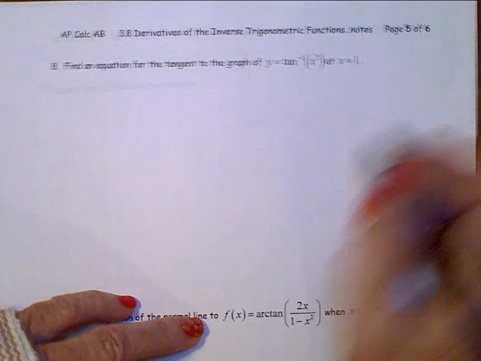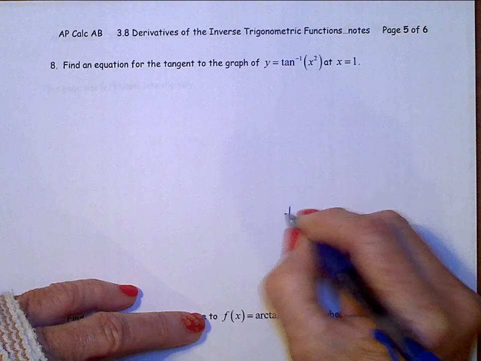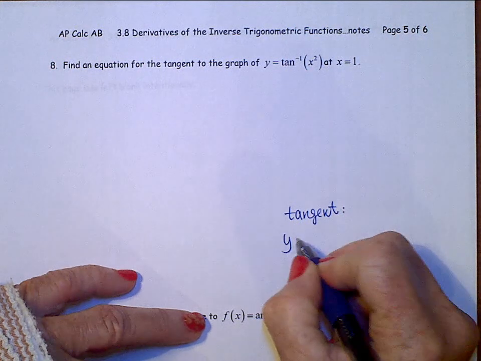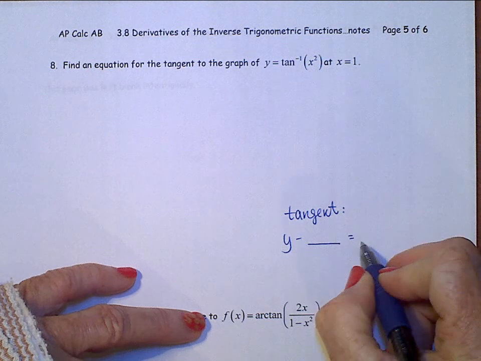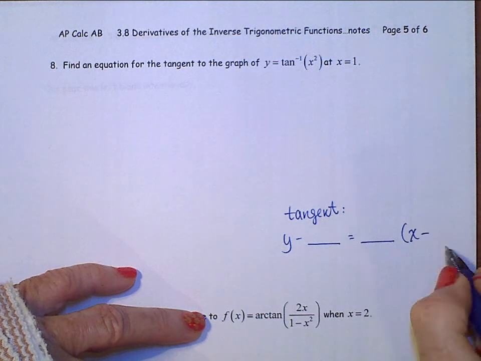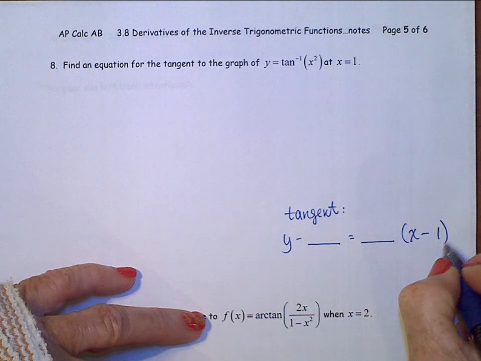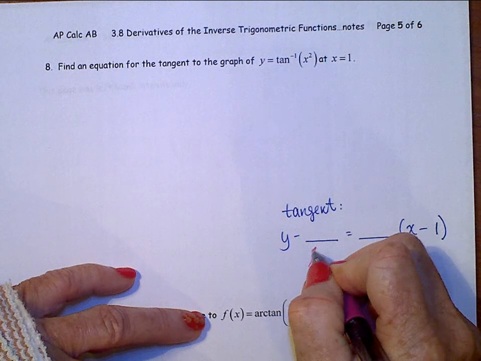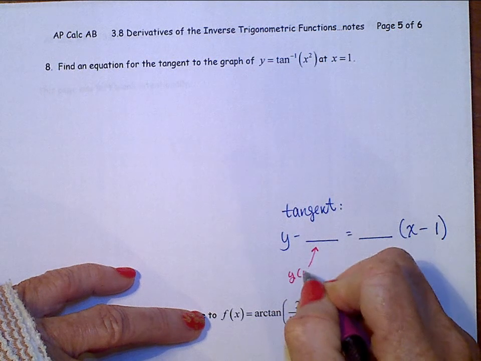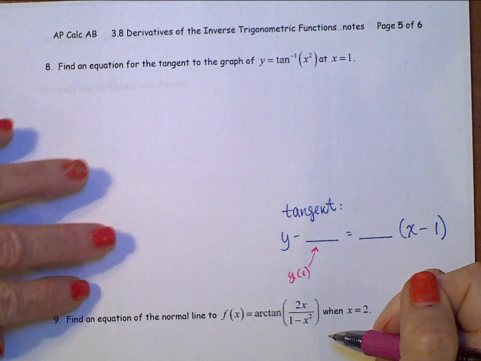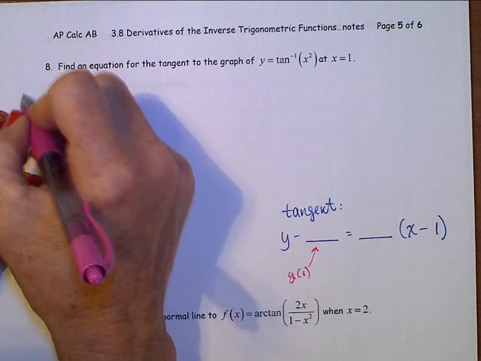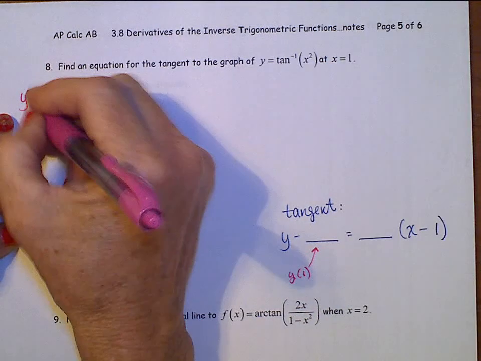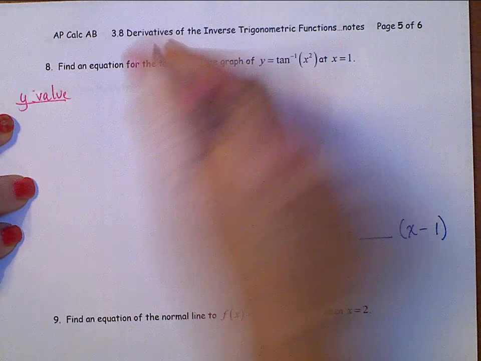So let's come off to the side and write down the setup for our tangent line. Y minus something equals slope times x minus, and in this case I gave you the 1, so we have the x value. Right here again is y of 1. So let's go find that y value.